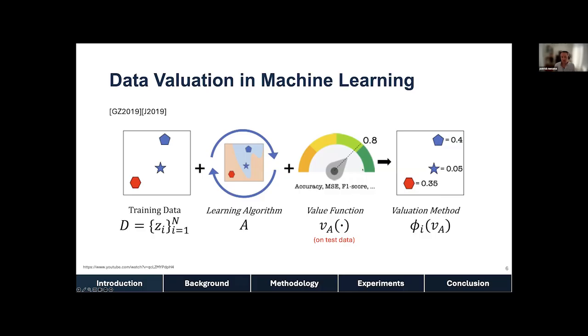So it's typically the accuracy or the mean squared error or the F1 score evaluated on the test set. And you need a valuation method to value each data point in the data set. And in both of these papers, what they propose is to use Shapley values. And I'll give more detail in the background later on.